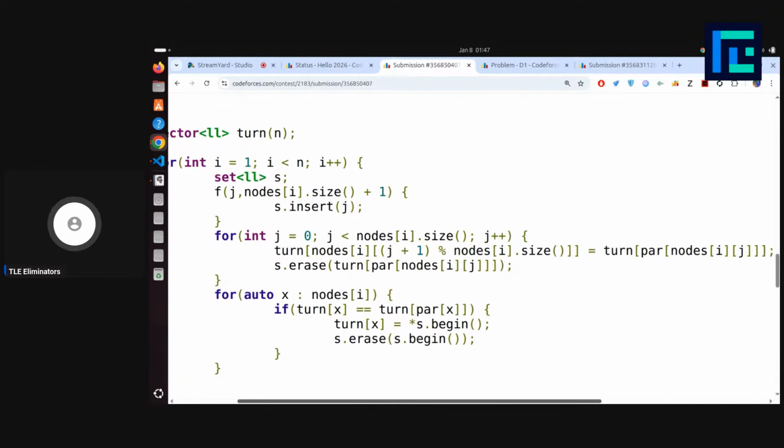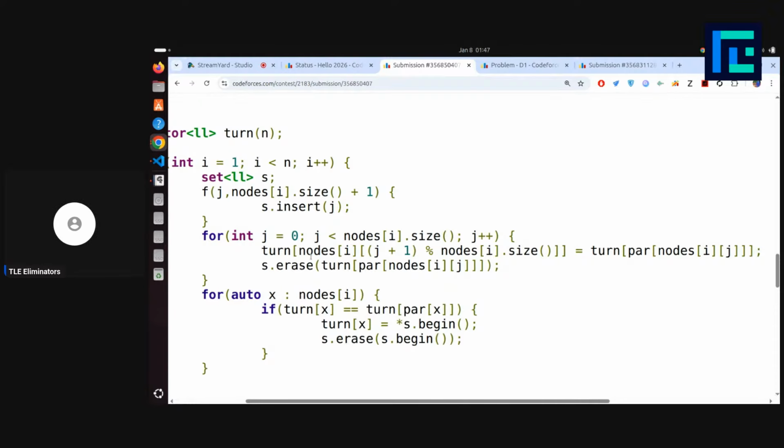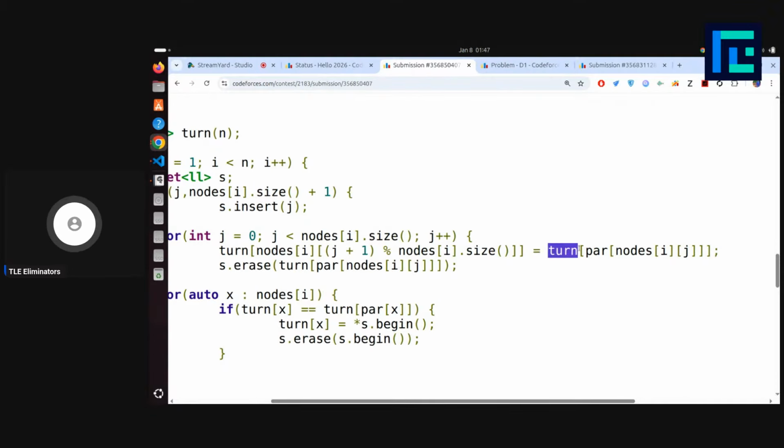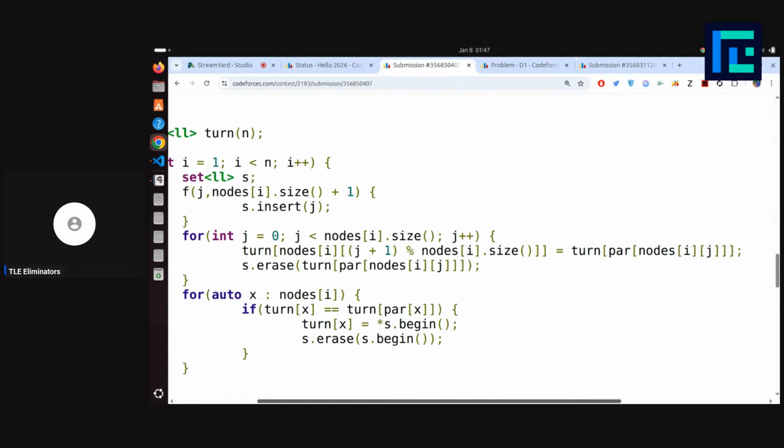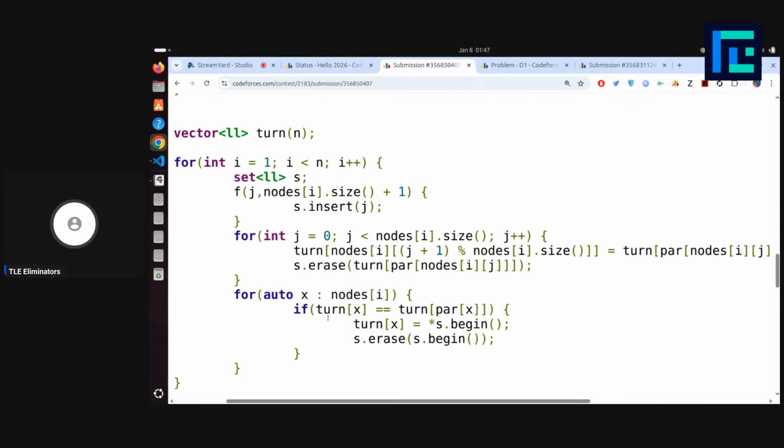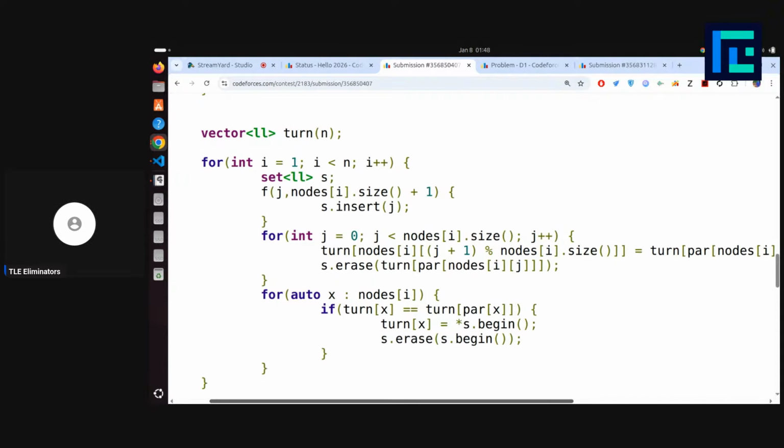Then again for every node I just do color of j plus 1. I'll assign it to color of parent of j, right? Okay, and also I will erase it from the set. Like I have used it in the current layer, so I'll erase it. And then again I'll iterate over all the nodes, and if the color of x is color of parent of x, then I'll change it to a new color, right?